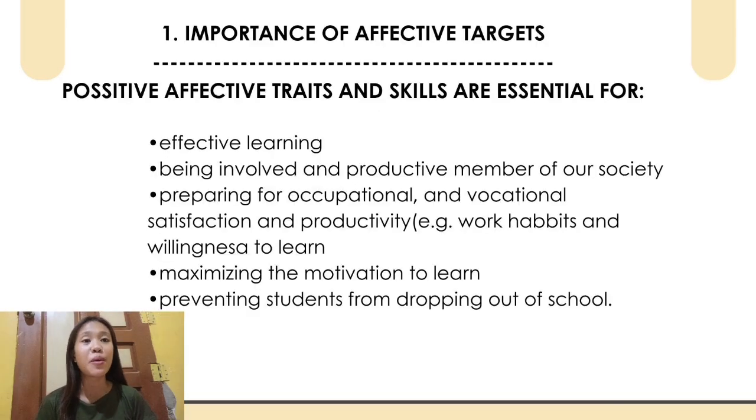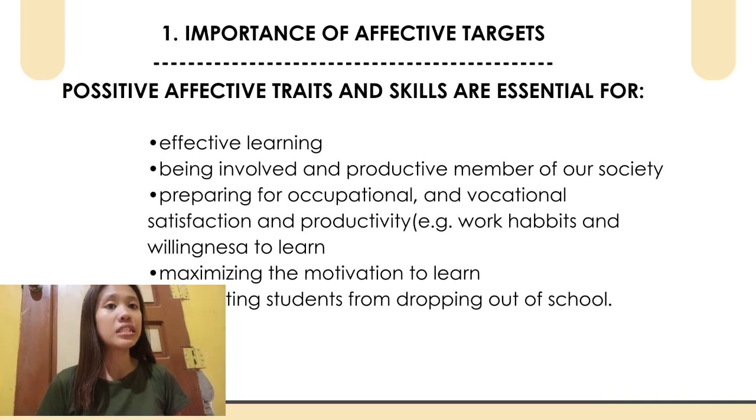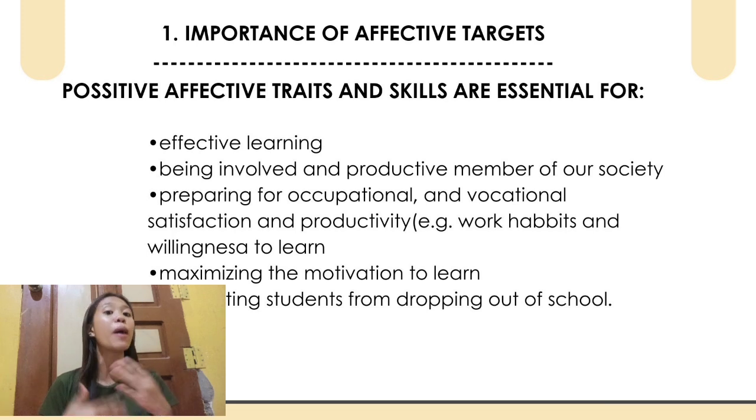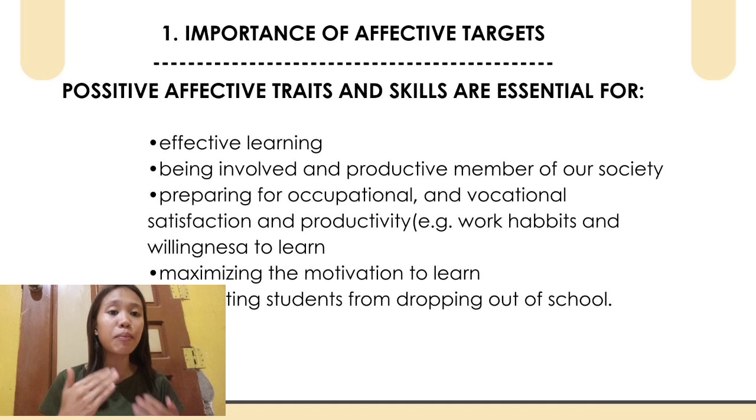So first we have the importance of affective targets. Students learn better when they are happy and interested in what they are learning. This is because they are more likely to pay attention. Positive affective traits and skills are essential for effective learning. Effective learning means students are acquiring knowledge and skills in a way that helps them understand and apply what they've learned. So, it's about deep understanding, not just memorization.